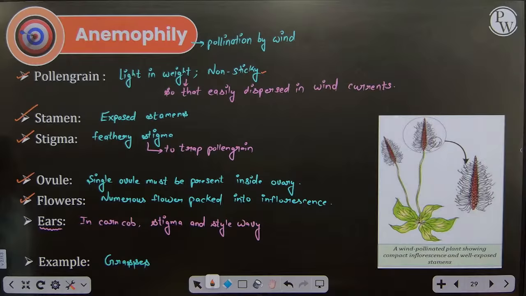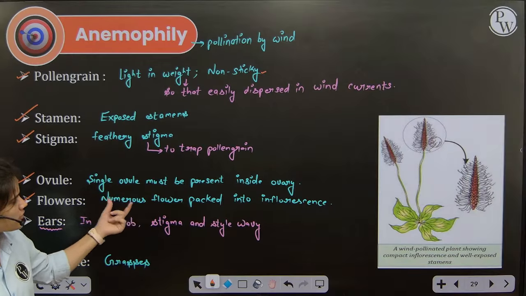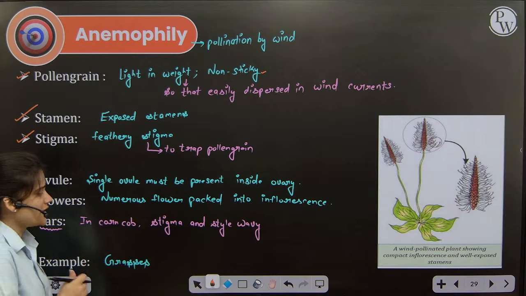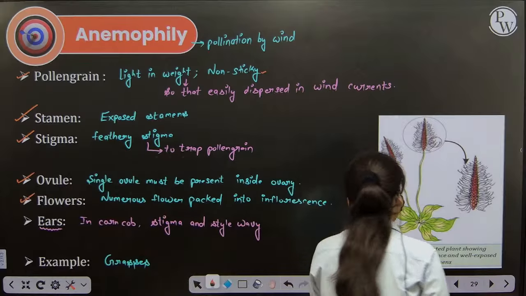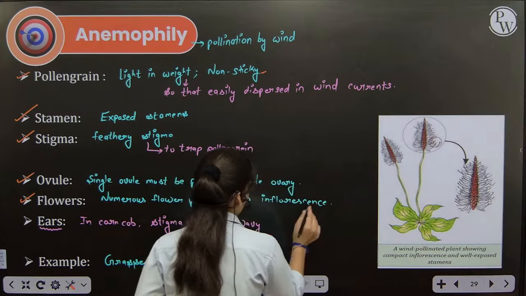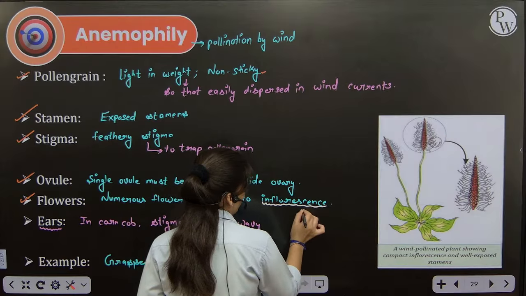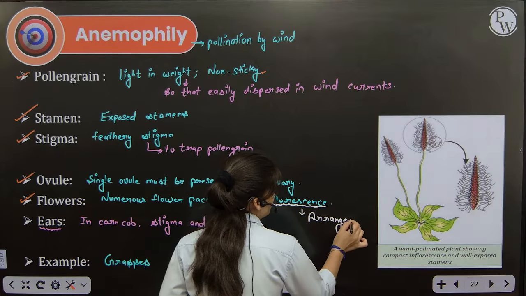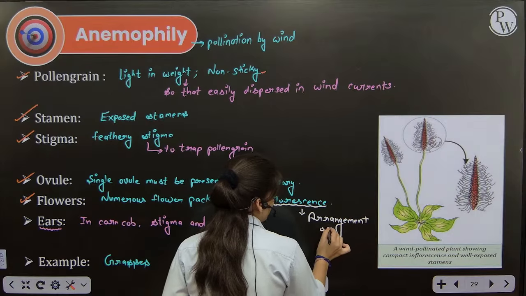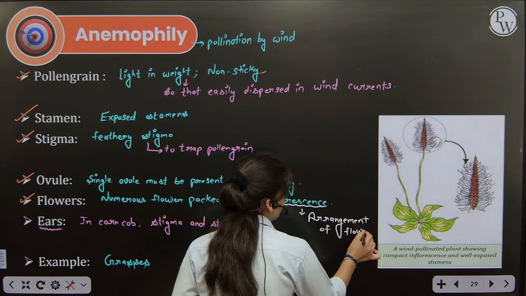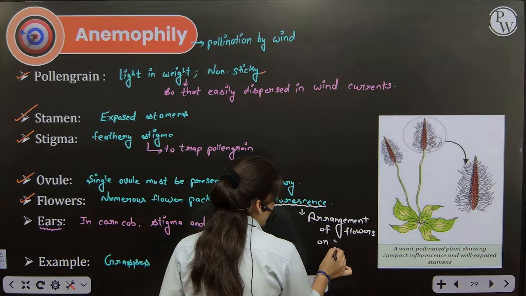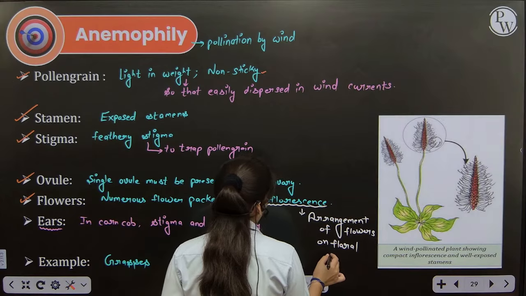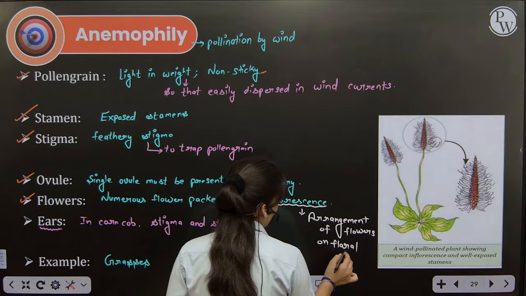What about flowers? If many flowers are present, then they should be packed into an inflorescence. What is inflorescence? Arrangement of flowers on the floral axis. If numerous flowers are present, then they should be packed into an inflorescence so that they become visible.